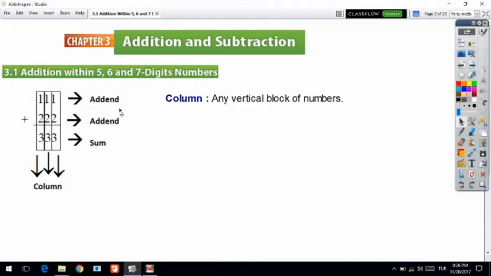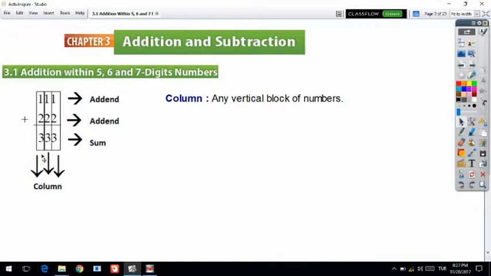We have learned before addend and sum. What was the addend? When you add numbers, we call this kind of number an addend. And we have the result. The result of addition shows you the sum. What is different from the others? Column. Column means any vertical block of numbers.